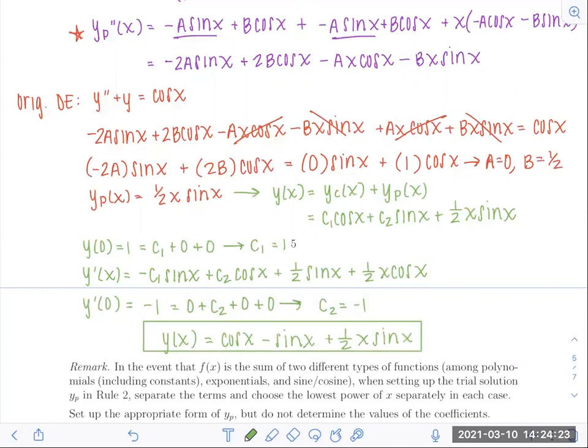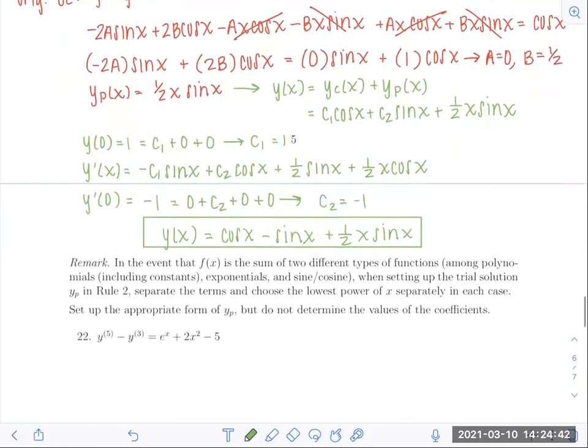All right, so very similar to what we were doing in the first half of the notes. The only difference here is recognizing that there's duplication between the terms and the complementary function, and we had to multiply through by an appropriate power of x to get out of that duplication.